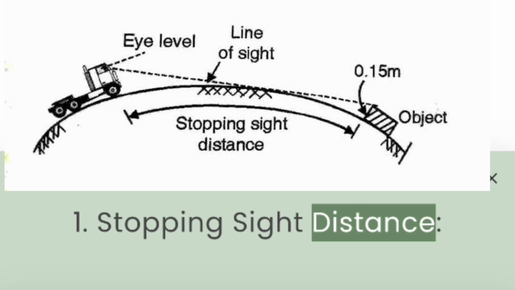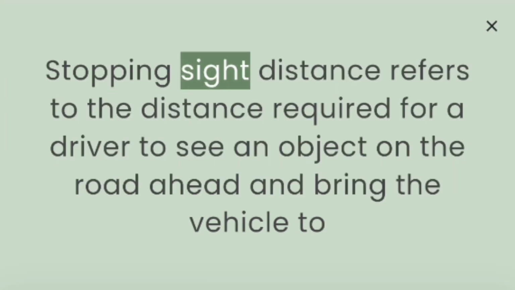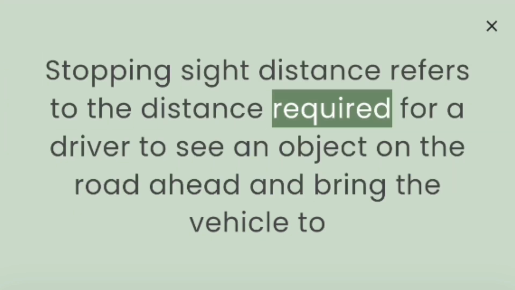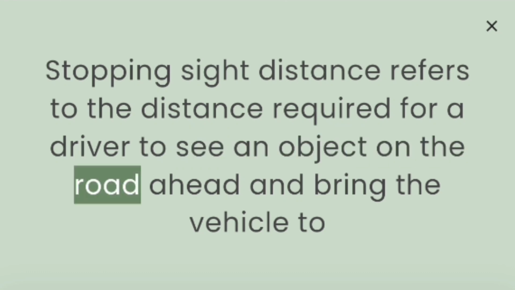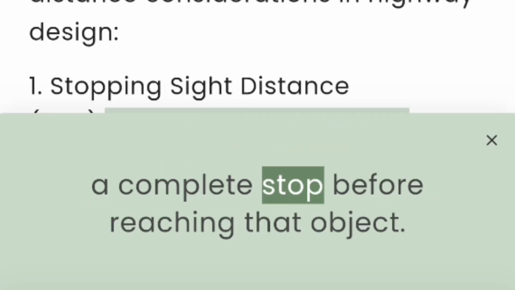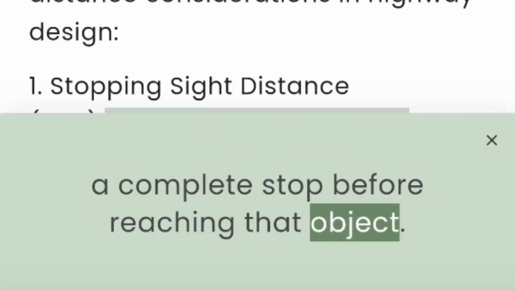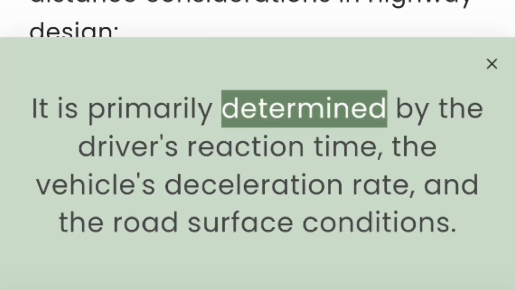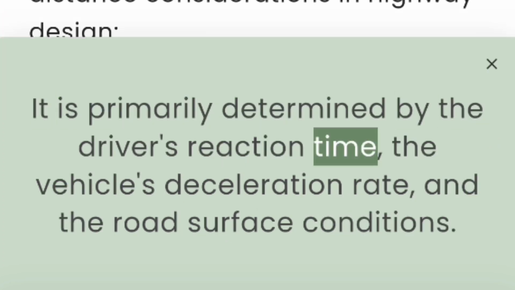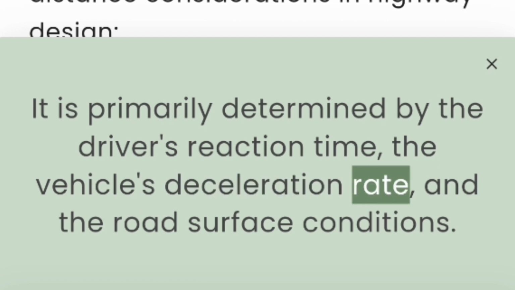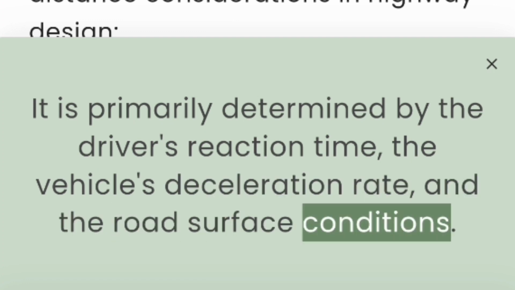1. Stopping sight distance. Stopping sight distance refers to the distance required for a driver to see an object on the road ahead and bring the vehicle to a complete stop before reaching that object. It is primarily determined by the driver's reaction time, the vehicle's deceleration rate, and the road surface conditions.